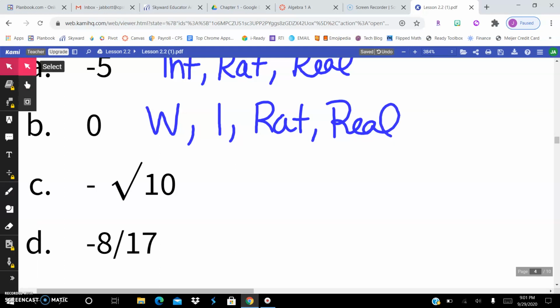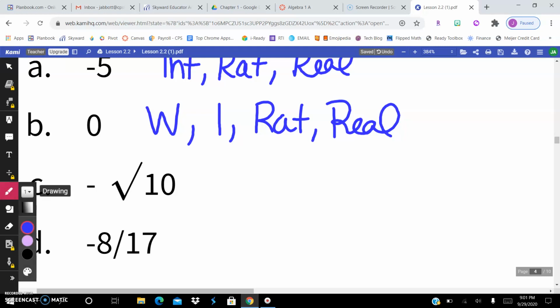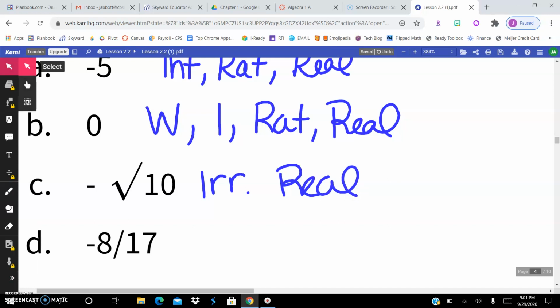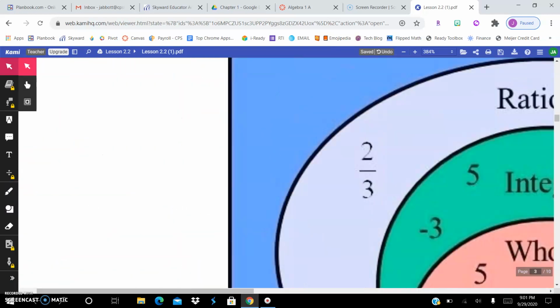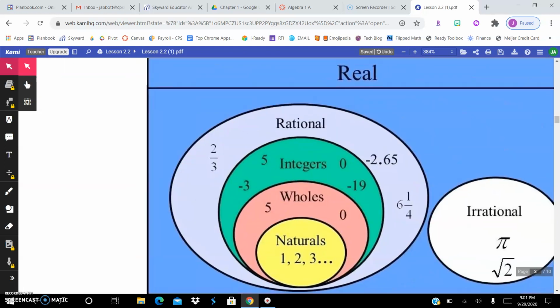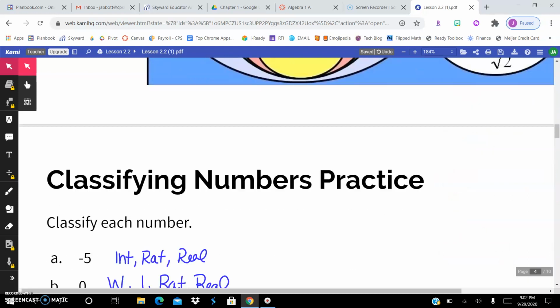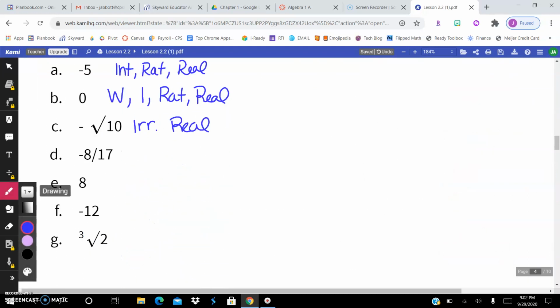Negative square root of 10. Can I simplify the square root of 10 and get a whole number? No, I cannot. So this is automatically an irrational number. And irrational numbers are also real numbers. Okay, negative 8/17. If you go back to the chart, fractions started to be included in the rational numbers, and rational is also real. So negative 8/17 is rational and real.